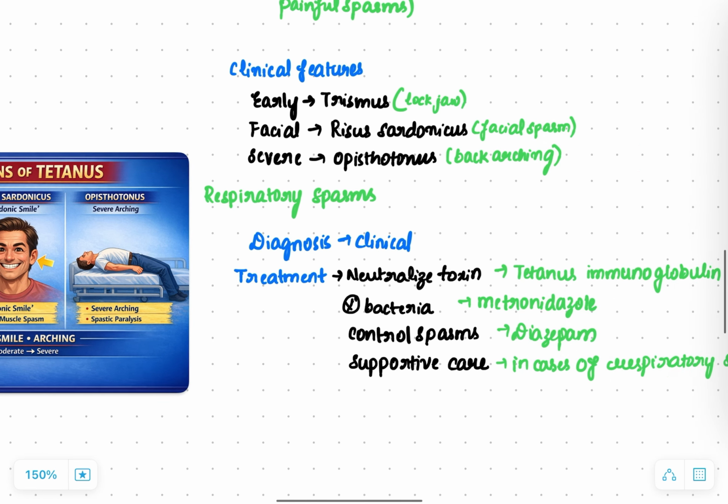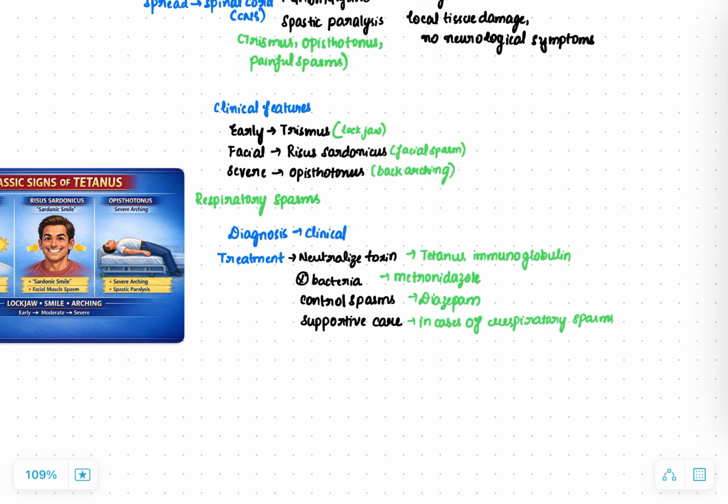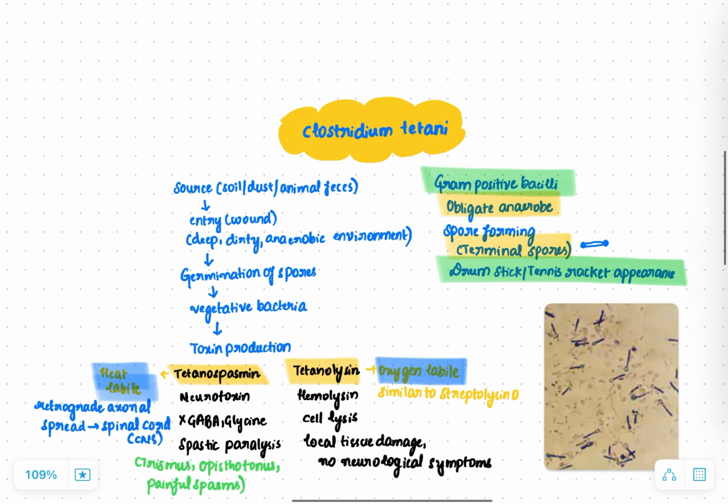Diagnosis is mostly clinical. The treatment is to neutralize the toxin with tetanus immunoglobulin, inhibit the bacteria with metronidazole, and control the spasms by giving diazepam, which causes relaxation of the muscle. Supportive care in case of respiratory spasm is by giving oxygen to the patient. So these are the important points in Clostridium tetani.